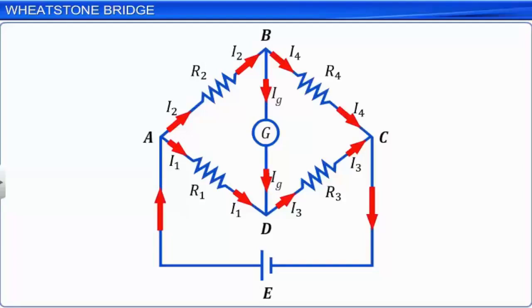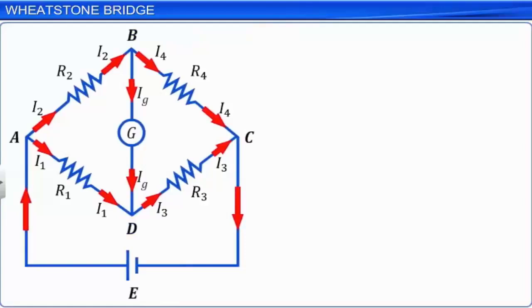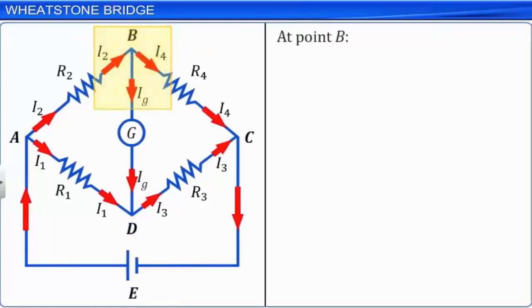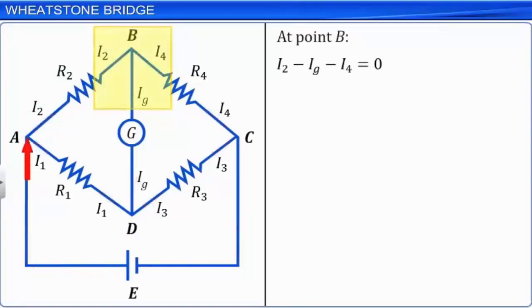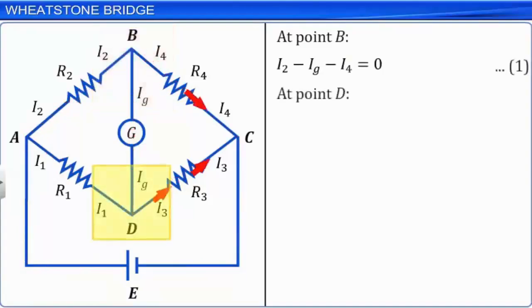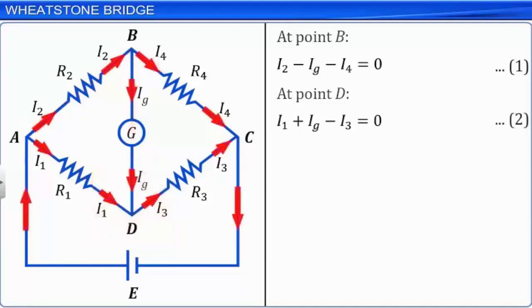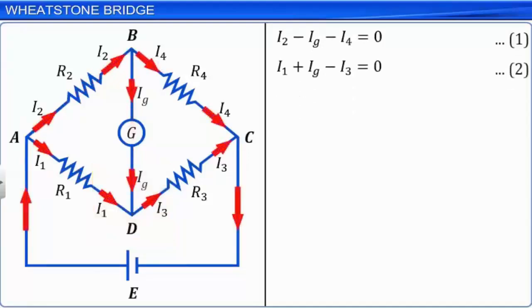Let us now apply Kirchhoff's junction rule at junction points B and D. At point B, I2 minus Ig minus I4 is equal to 0. Let this be equation 1. At point D, I1 plus Ig minus I3 is equal to 0. Let this be equation 2. Let us now apply Kirchhoff's loop rule to the 2 closed loops, ADBA and CBDC.